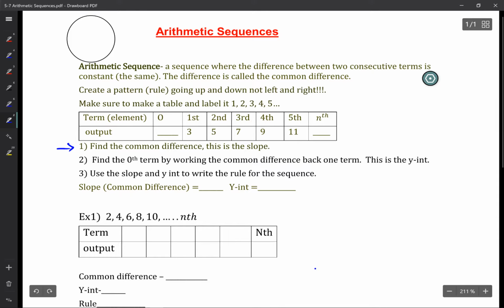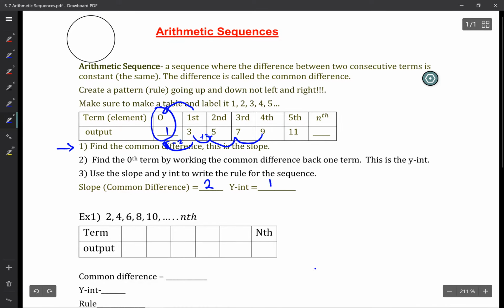Find the zeroth term by working the common difference back one term. Go backwards one. If it's going up by two, then it's going backwards by minus two. So three minus two is one. What was the common difference? It was going up by two. So the common difference was two, and the y-intercept, or the zero term, is 1.